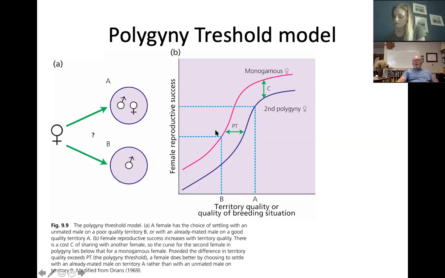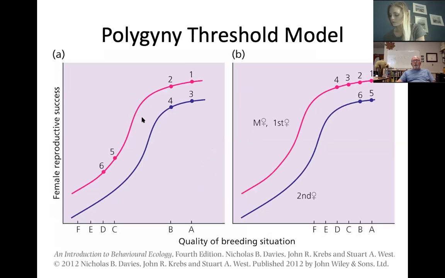So what's going to matter in determining this decision, do I enter into a polygynous relationship or do I go for a monogamous relationship, is the nature of the relationships between territory quality and female reproductive success in a monogamous relationship versus a polygynous relationship. So here we have two scenarios. In the first scenario, there's a big gap in territory quality, such that the first female on site would want to go into territory A and be a monogamous female.